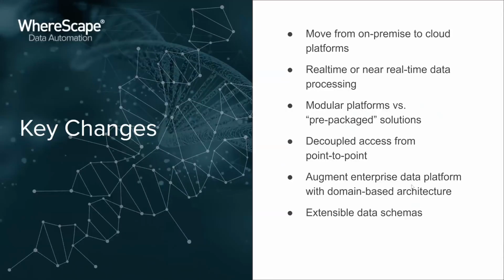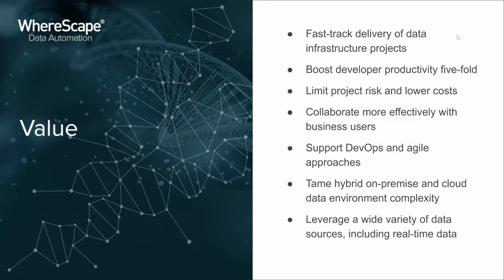So we talked about the key changes. This is just a summary of what I talked about, the six things that are the key changes. So what's the value of making these types of changes and incorporating data automation, data platform automation, data warehouse automation?